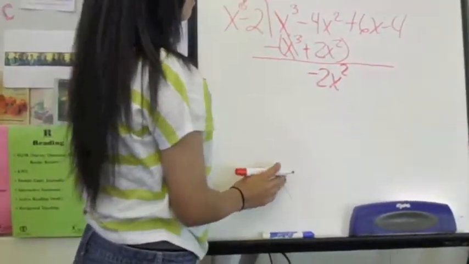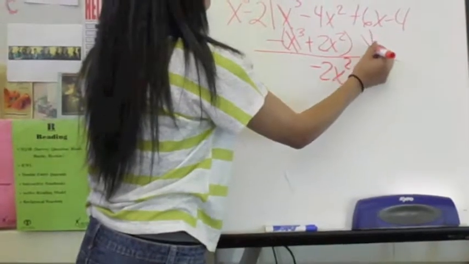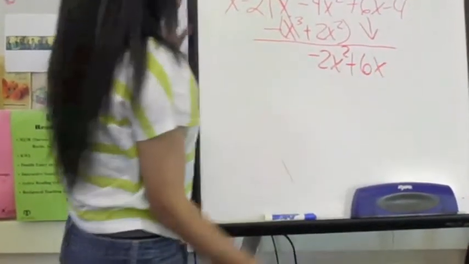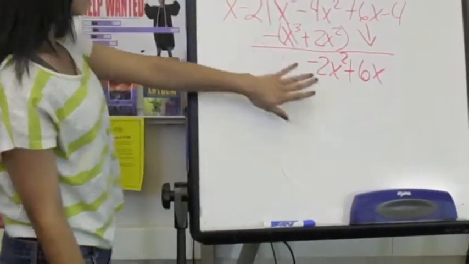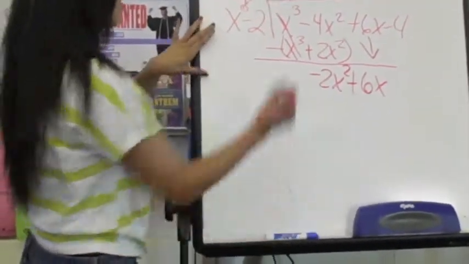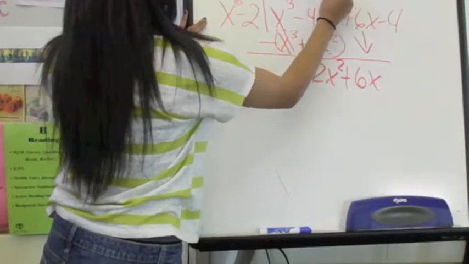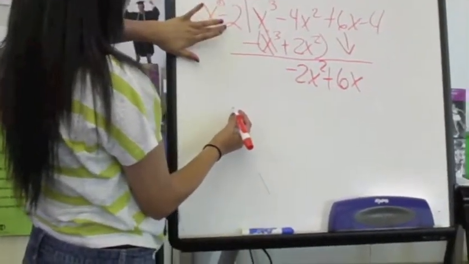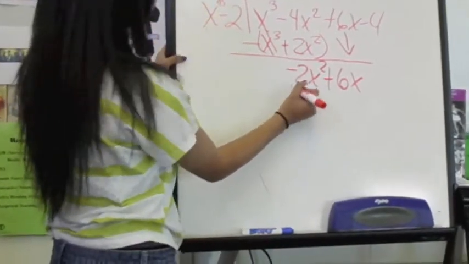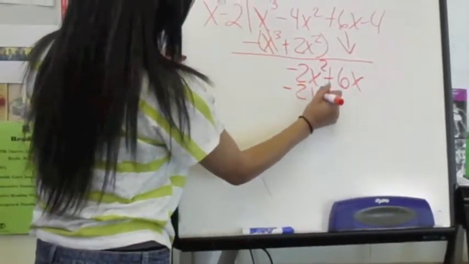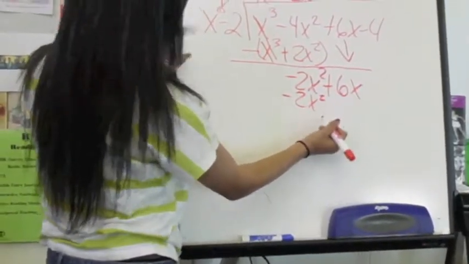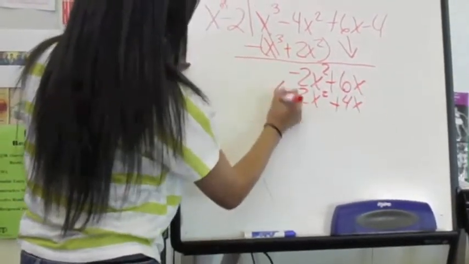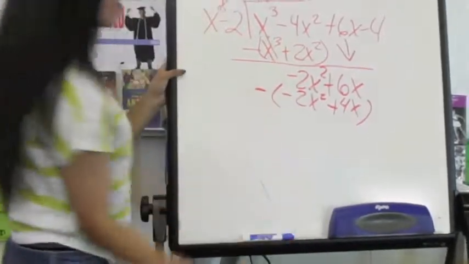And then the next step is to drop down your 6x, positive. To get a negative 2x squared, you have to multiply by a negative 2x. And then you distribute that negative 2x to your 2 over here. So negative 2x squared plus 4x. And then you're subtracting, so you have a negative on the outside.